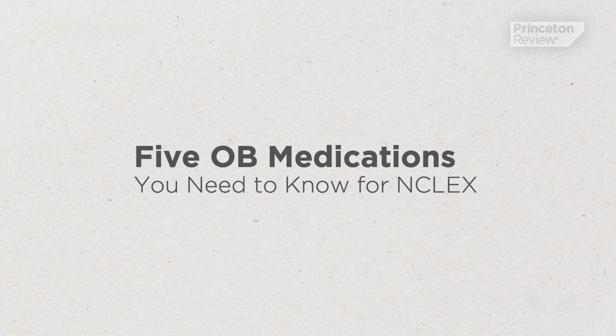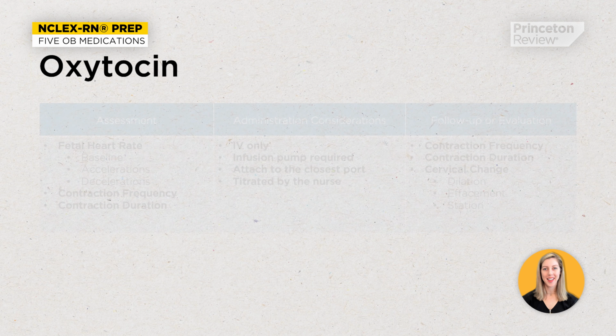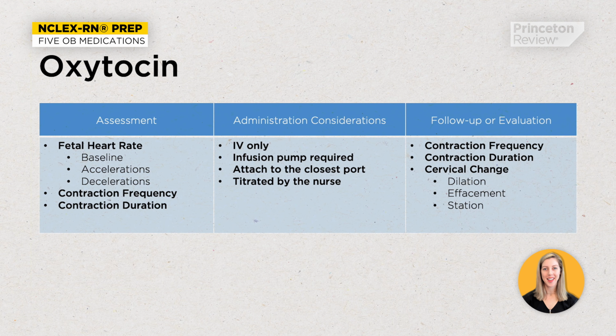The first medication that we're going to talk about is oxytocin. Oxytocin is a synthetic hormone that causes uterine contractions. It can be used to induce labor or to augment labor when the existing maternal contractions are not effective. It can also be given after delivery to reduce postpartum bleeding. On this slide, we're going to discuss oxytocin for the induction and the augmentation of labor.